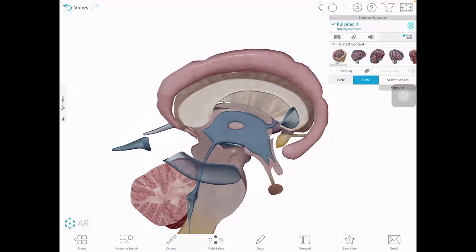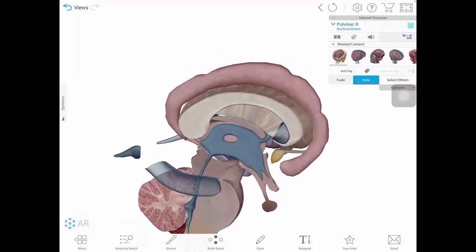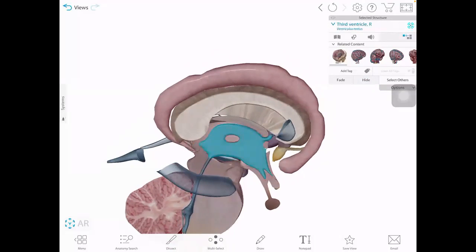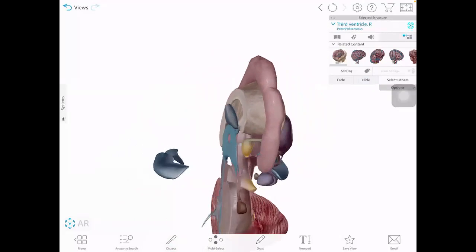Now you essentially have one hemisection, right? Of this entire part of your brain. This being your third ventricle, it is very essential to see that your hypothalamus essentially surrounds your third ventricle.